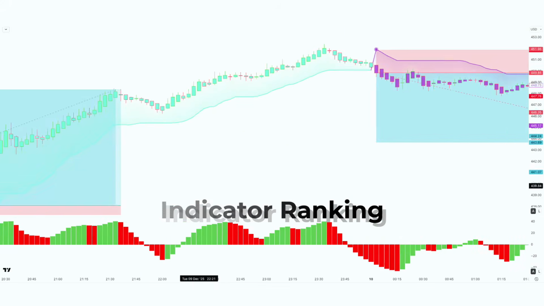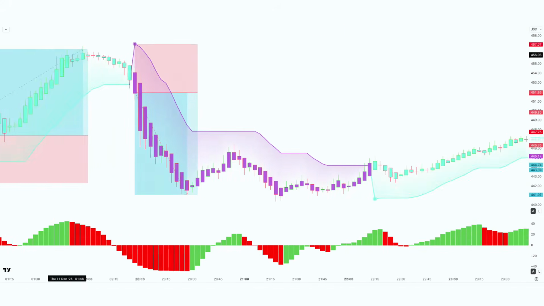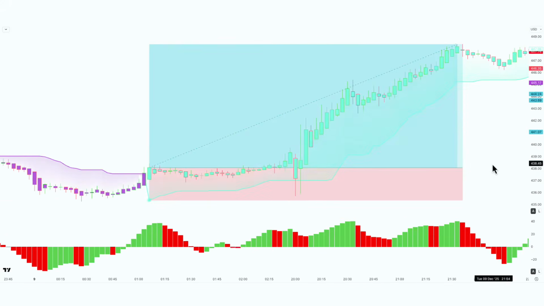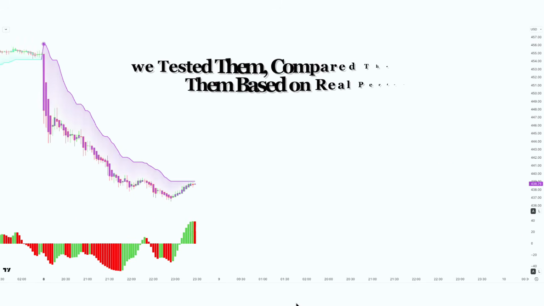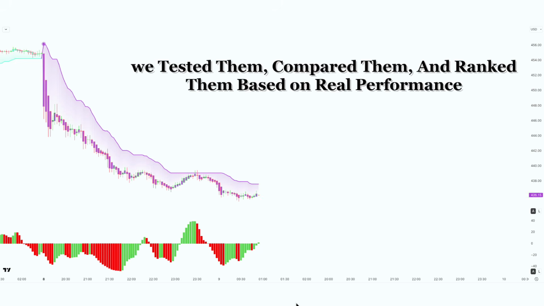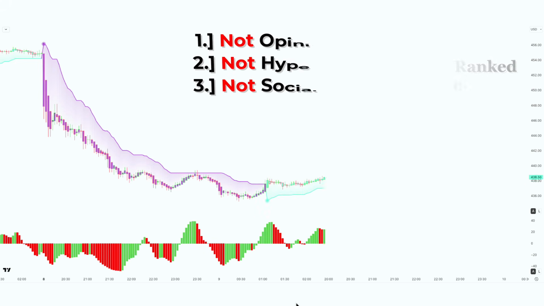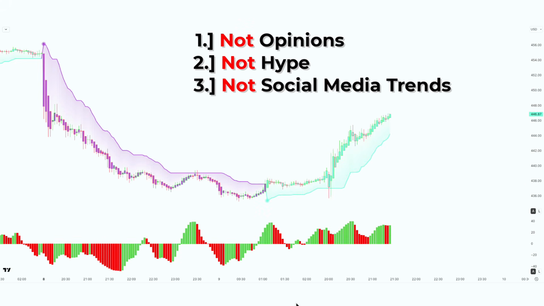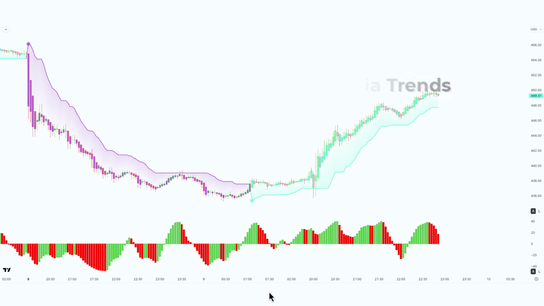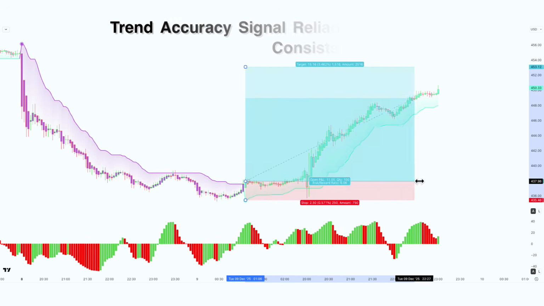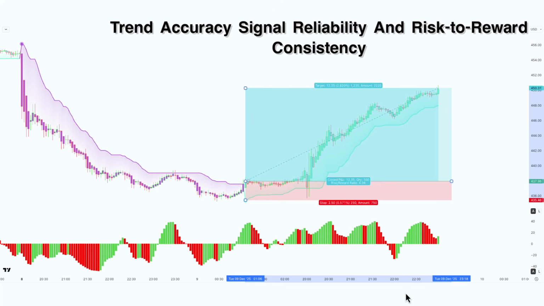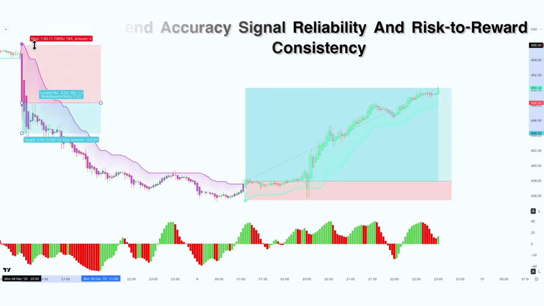Indicator ranking. Sounds simple, but this video is different. Because today, we're not just talking about popular TradingView indicators. We tested them, compared them, and ranked them based on real performance. Not opinions, not hype, not social media trends. We evaluated them using 3 serious criteria: trend accuracy, signal reliability, and risk-to-reward consistency.